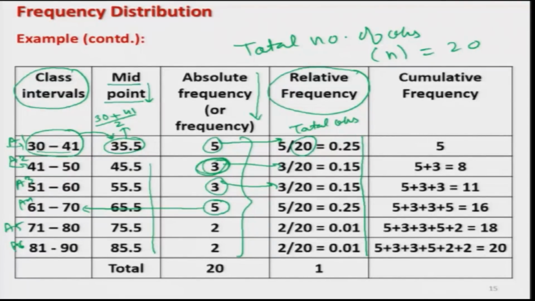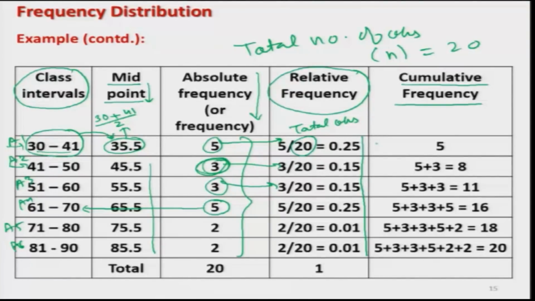The advantage of relative frequency is that all the relative frequencies will always lie between 0 and 1, and so they can be easily converted into percentages. Now, in the last column I am trying to find the cumulative frequency, and here I would like to once again explain how these cumulative frequencies are found.